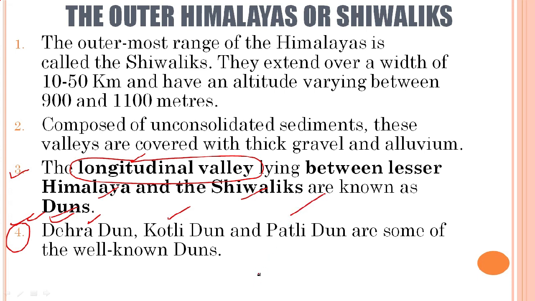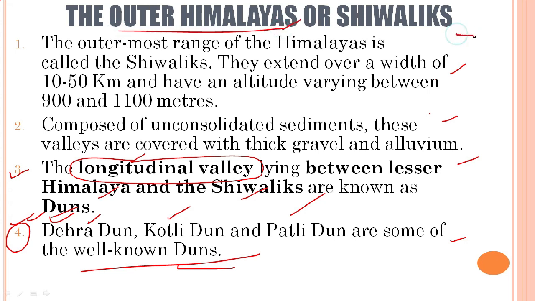These three are just a few important examples of the dunes. So again, students, if we see point number 1, point number 2, point number 3 and point number 4, one question from each of these points can be easily raised, and a total of 4 questions per slide, just related to the outer Himalayas as far as the theory is concerned.